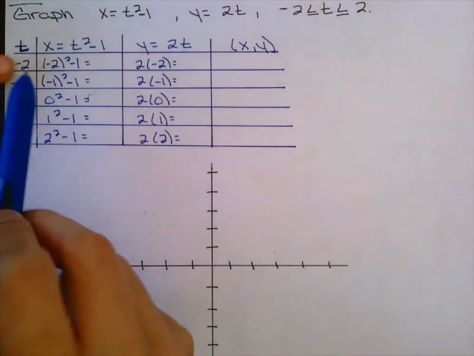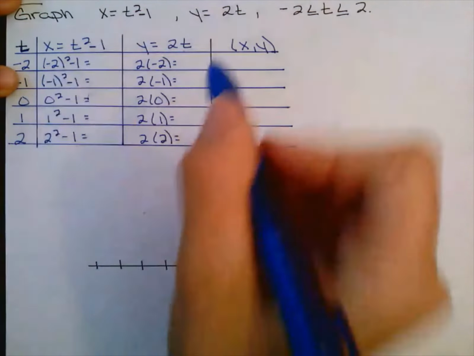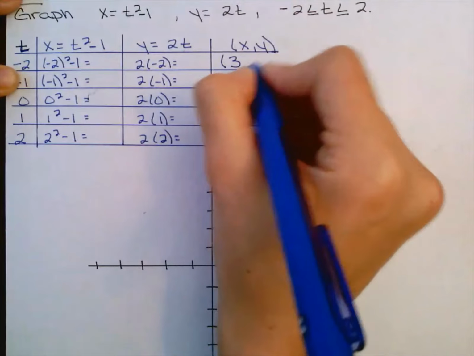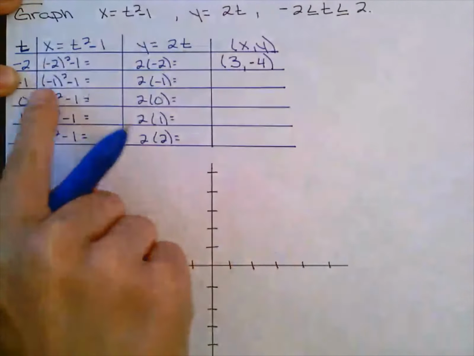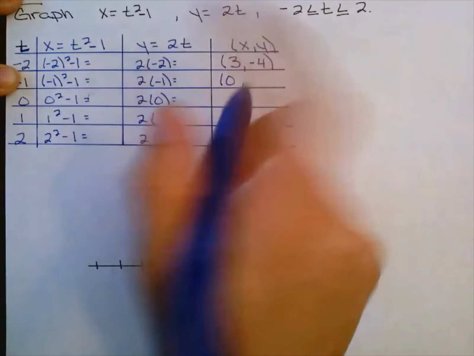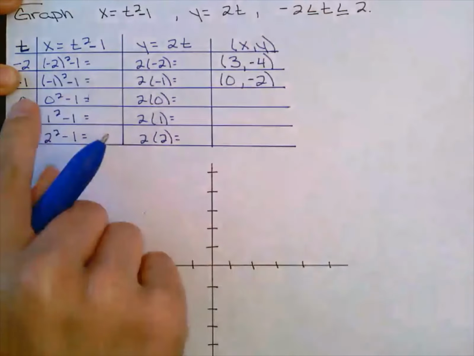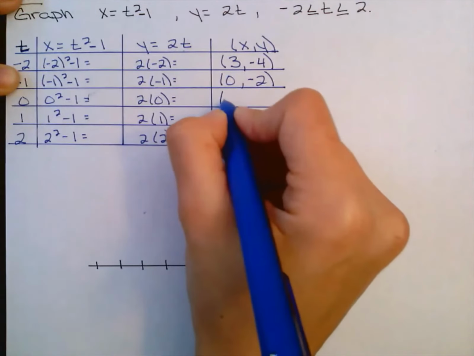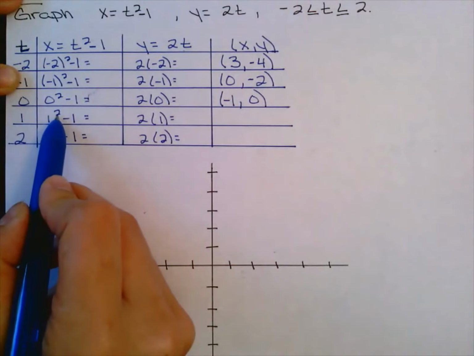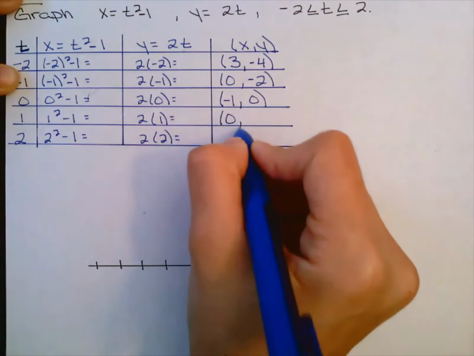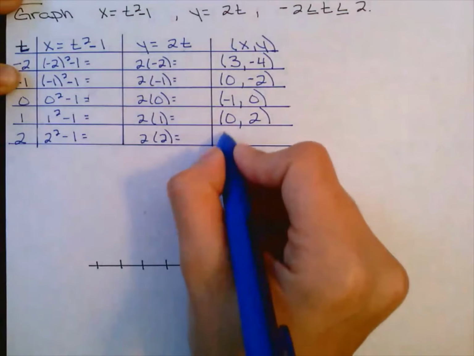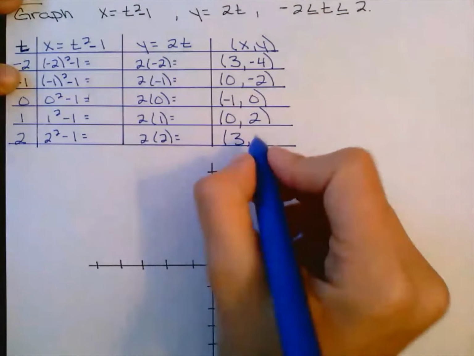All right, so I've gone ahead and set this up for you. -2 squared is 4 minus 1, which is 3, so that's the answer for my x. And then 2 times -2 is going to be a -4. Next one, -1 squared is 1 minus 1 is 0. And then 2 times -1 is -2. 0 squared minus 1, I have a -1. 2 times 0, 0. 1 squared minus 1 is 0. 2 times 1 is 2. 2 squared is 4 minus 1 is 3. And then 2 times 2 is 4.